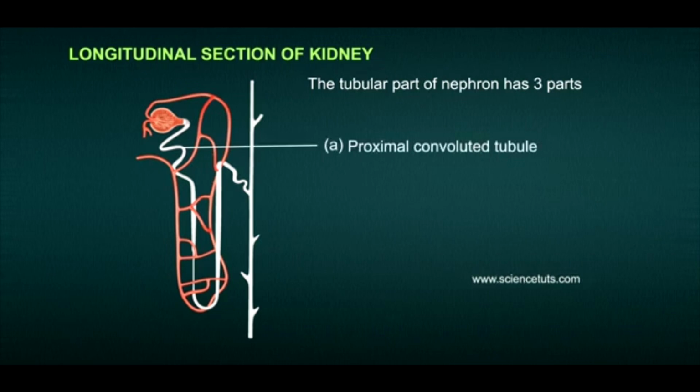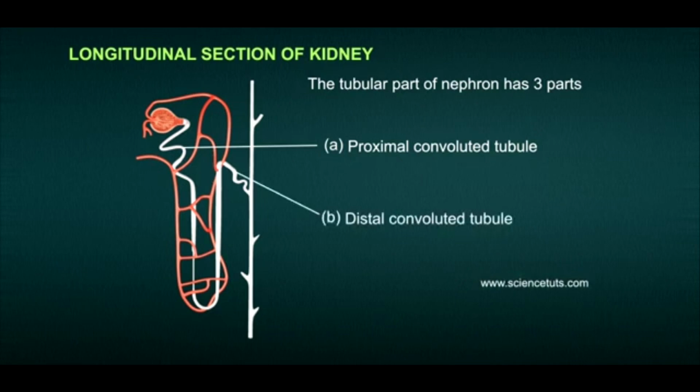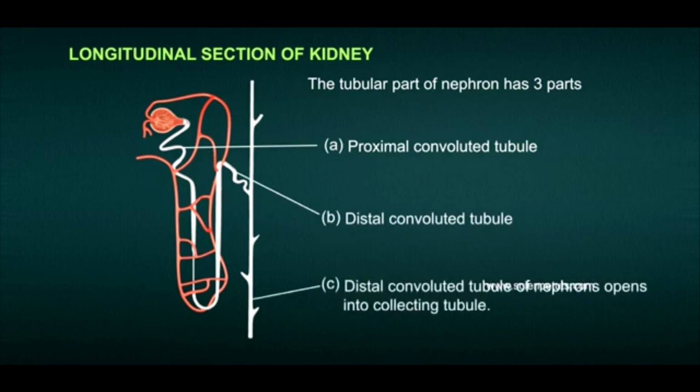A. Proximal convoluted tubule. B. Henle's loop. C. Distal convoluted tubule. The distal convoluted tubule of nephrons opens into the collecting tubule.